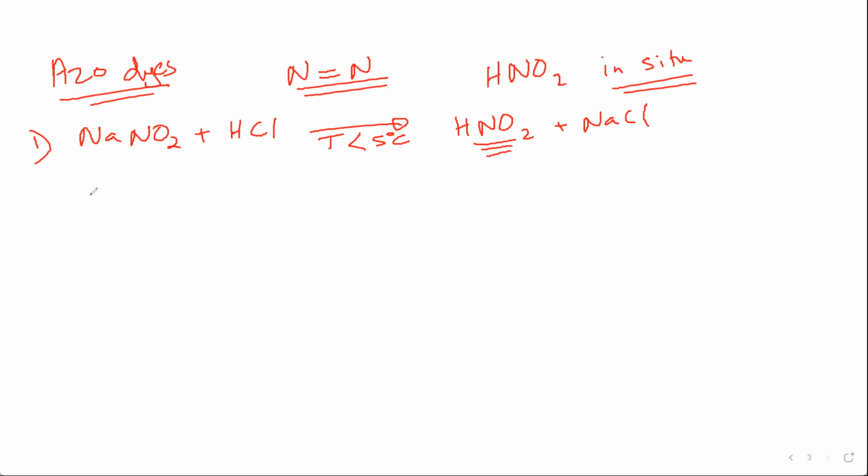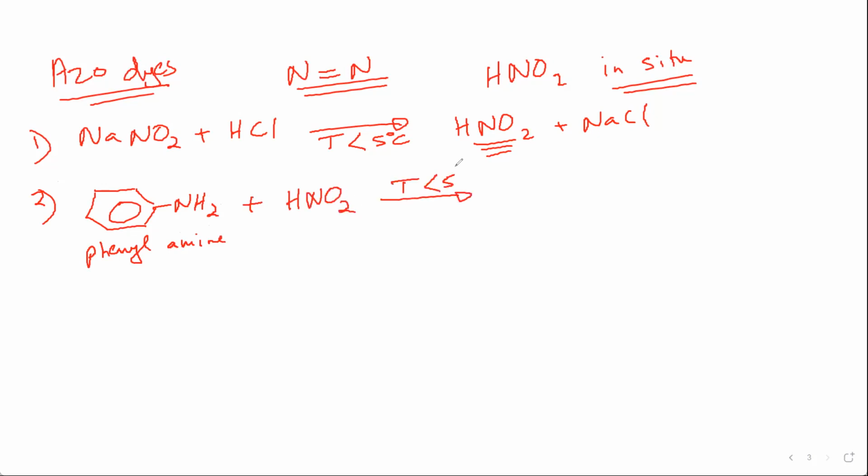We produce the nitrous acid, and then we bring phenylamine. We call this the phenylamine. And we add it to the nitrous acid. Also here, the temperature should be below 5 degrees Celsius, or as I told you, sometimes they write between 0 and 10 degrees Celsius. In that case, it will produce what we call the benzene diazonium ion.